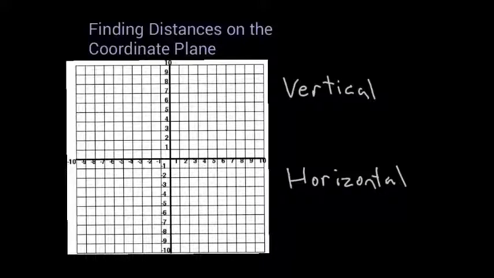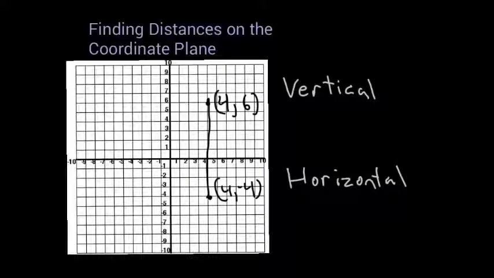Alright, finding distance on the coordinate plane. First we're going to talk about what makes a vertical line and a horizontal line. So let's start with vertical. I'm going to draw in a vertical line here and name my points. My first point would be at 4, 6. And my second point would be at 4, negative 4.